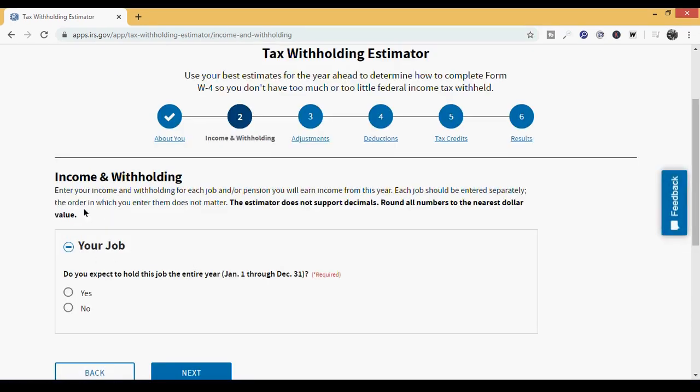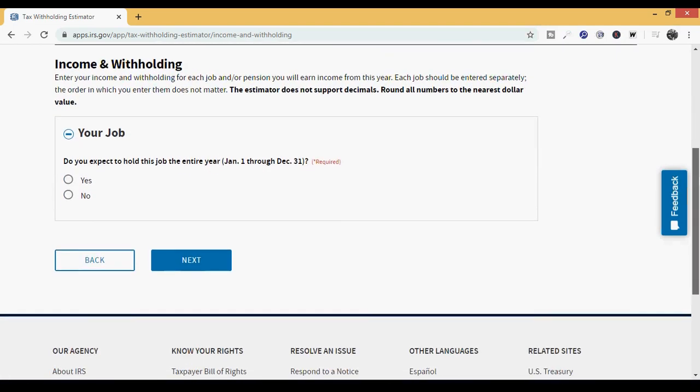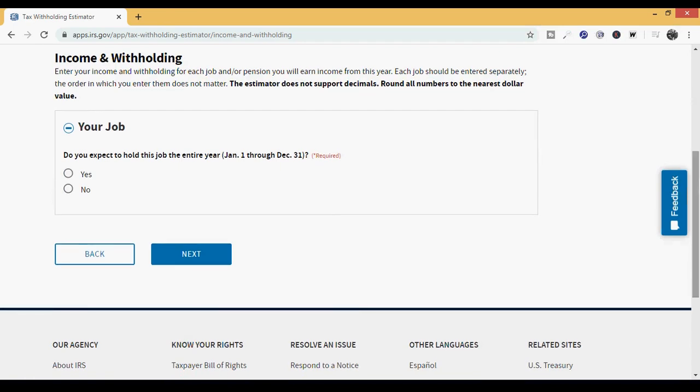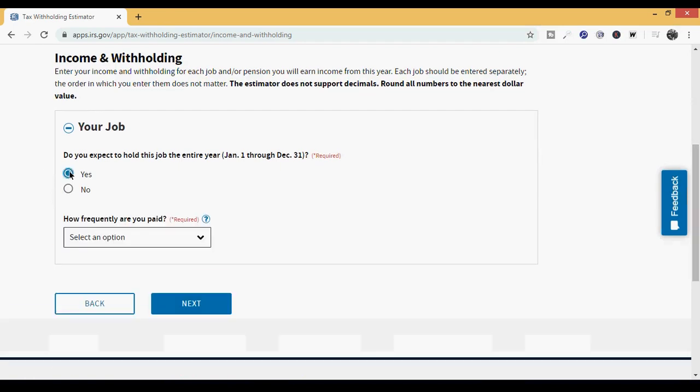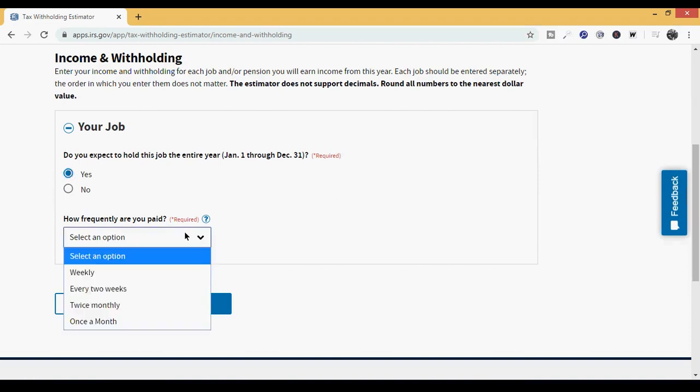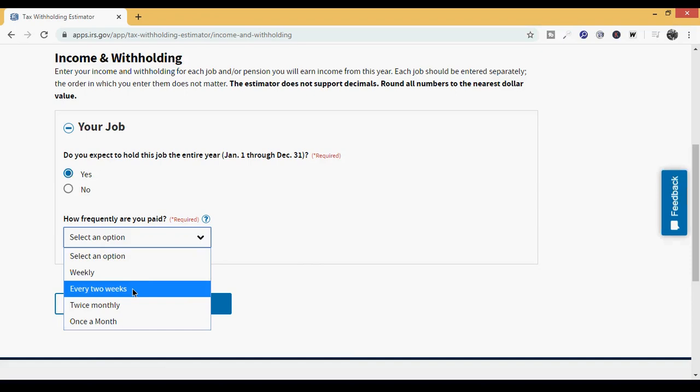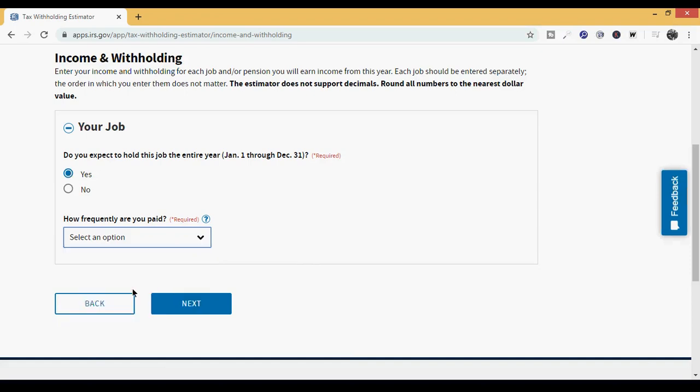Next, income and withholding. Enter your income and withholding for each job and or pension you will earn income from this year. Each job should be entered separately. The order in which you enter them does not matter. So, your job. Do you expect to hold this job the entire year, January 1st all the way through December 31st? Of course, we're not expecting to get fired around here or quitting. How frequently are you paid? In this example, we're going to say that this person is paid every 2 weeks. So do we usually do twice monthly? Every 2 weeks.